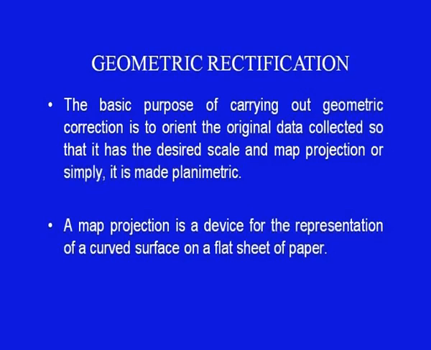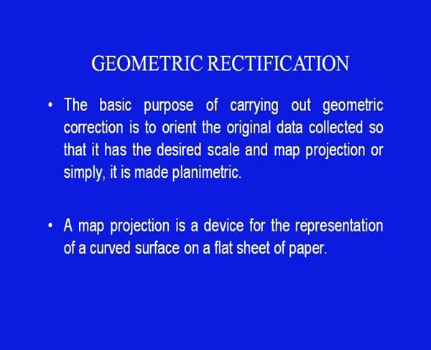Having had a look at the systematic and non-systematic errors which could come into play due to various factors as discussed earlier, now let us look at the procedure by which these can be removed from the digital images or remote sensing data sets. This process is what we call geometric rectification. The basic purpose of carrying out geometric correction is to orient the original data collected so that it has the desired scale and the map projection, or simply we can say it is made planimetric.